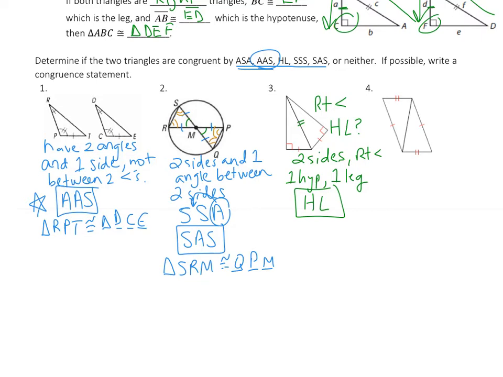For number 4, I want you to write down if these two are congruent to each other and the reason, if it is possible. You should have noticed by now that you've got a third side here in the middle that is going to be congruent because it's reflexive, and because of that, you've got 3 sides that are congruent, so this should be congruent by side, side, side.